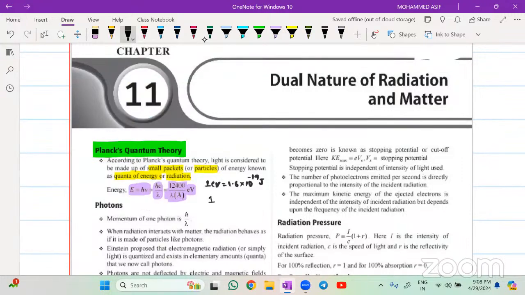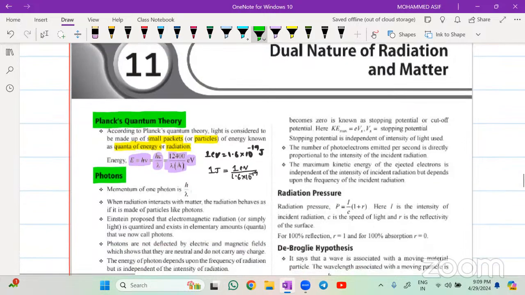So 1 joule will be equal to how much, beta? 1 electron volt divided by 1.6 into 10 to the power of minus 19. You need to use this conversion for that one. Clear? Next one is photons. Very important formula. Momentum of one photon is given by h by lambda.